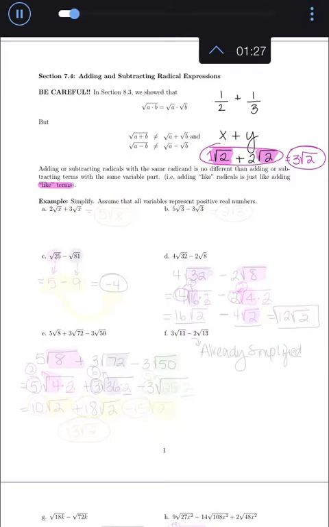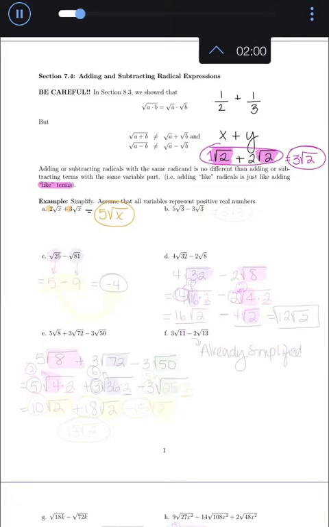So let's take a look at this first one. We have, let's see, 2 square roots of x plus 3 square roots of x. They are like terms because they both have a square root of x. So we've got 2 of them plus 3 of them is a total of 5 of these square roots of x's. So that's our final answer, 5 square roots of x. And you could do this because they are like terms.